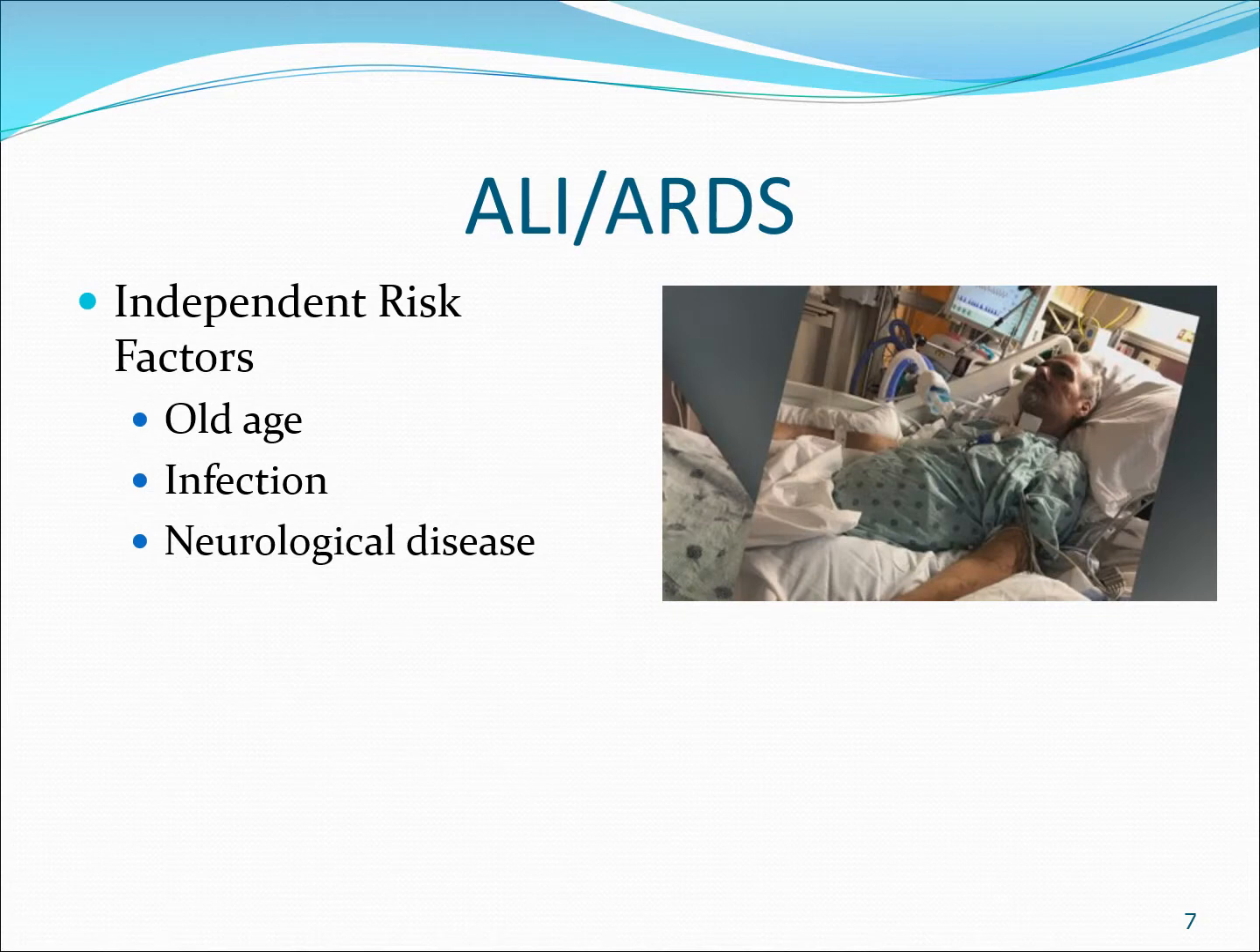Now, there are some independent risk factors with ARDS, and some of them are old age. The older you are and you have some underlying medical condition, the greater likelihood you could go into ARDS. Also, patients who have infections. If you have a systemic infection, you could go into ARDS. And then neurological disease. This is another case where we were talking about weaning patients from neurological ICUs. These patients could go into ARDS. So these are some independent risk factors that go along with patients who are predisposed to getting ARDS.